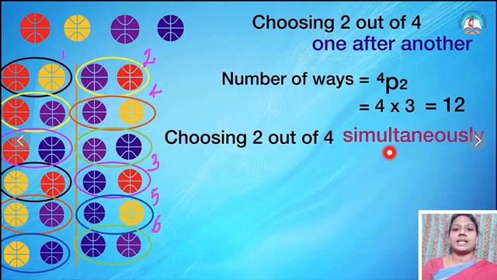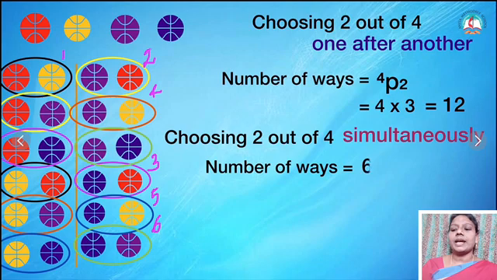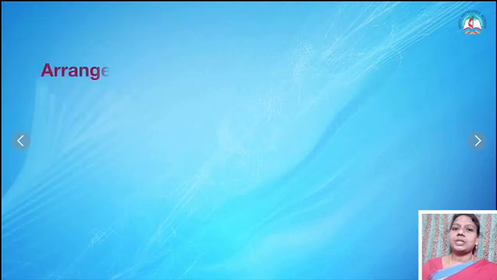So this is the new concept we are learning. If I am taking one after another, I am taking it as a permutation. Now we are taking simultaneously, and that is called combination. Here the number of ways is only 6. Is that clear, children? Now let me move on to the comparison between permutation and combination.